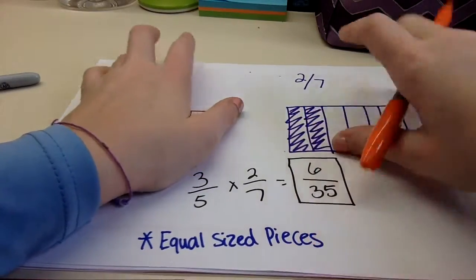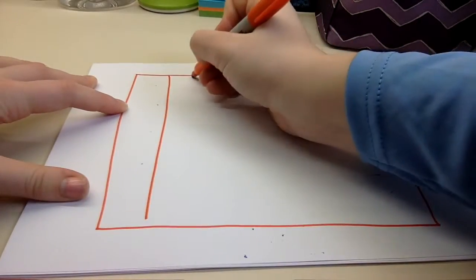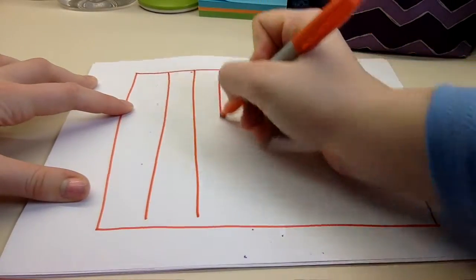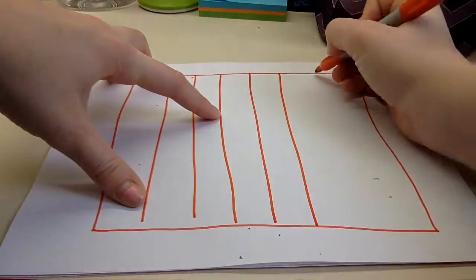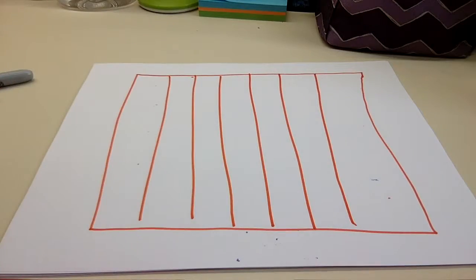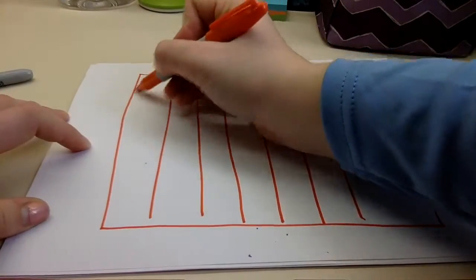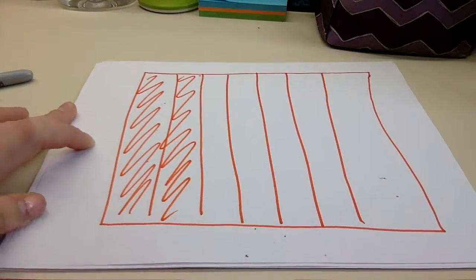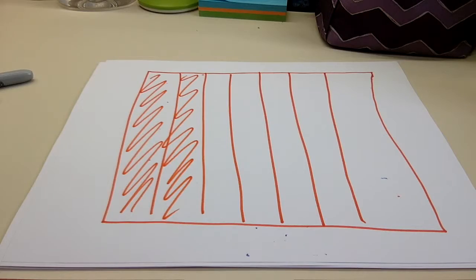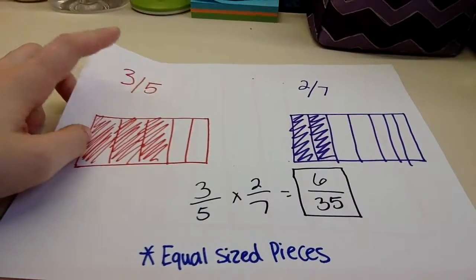So we're going to draw 7 pieces. 1, 2, 3, 4, 5, 6, 7. And we know that I ate 2 of those. So I'm going to shade 1 piece, 2 pieces. The next thing I'm going to do is say, okay, I can cross that off, I did that, but now I have to do my 3/5.